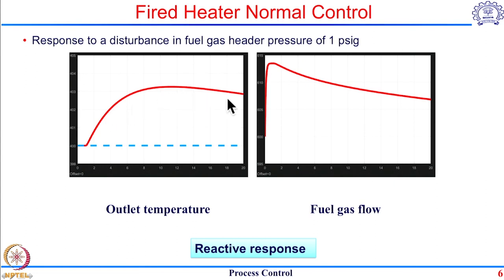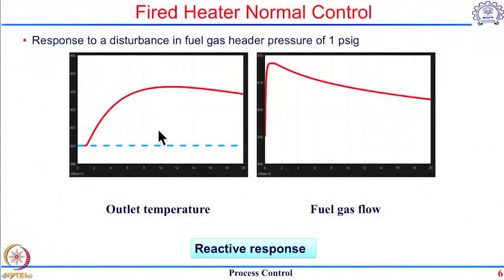Now let us see how we can improve the operation of this system to reduce this overshoot in temperature. So the temperature here has increased by almost 5 degrees, which in some cases might be detrimental. So let us see how we can improve this operation with the help of a cascade control strategy. So let me redraw the figure again.